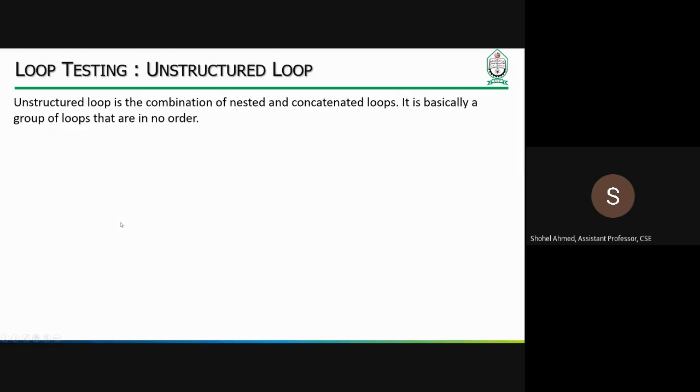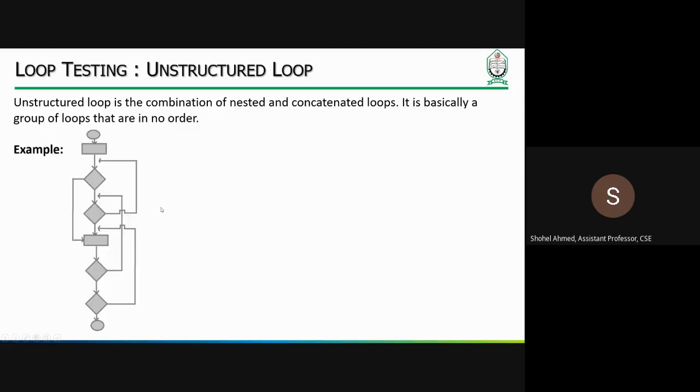Unstructured loops are the combination of nested and concatenated loops. So it is basically a group of loops that are in no order. এই লুপগুলোর কোনো order নাই. So those who are not good coders, they normally write this sort of code. So for example, this is one loop, this is one loop, this is one loop, this is one loop. So many loops are there and one is from another one. Some portion of a loop is inside another loop. So this is a very complex scenario. Okay, so how are you going to test this unstructured loop? Do you have any idea?